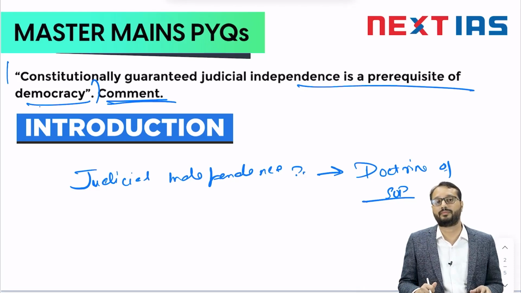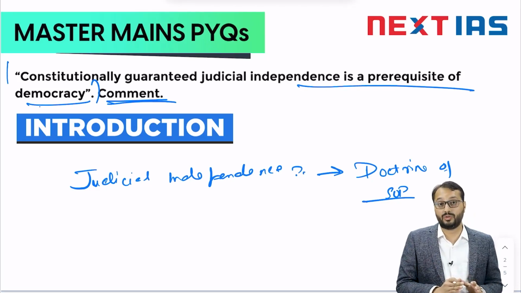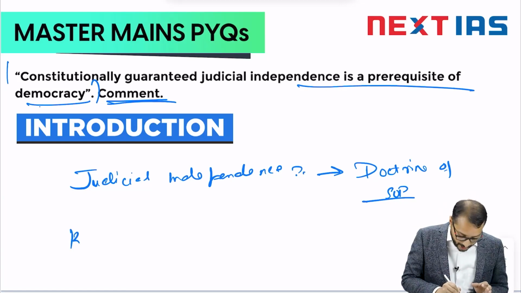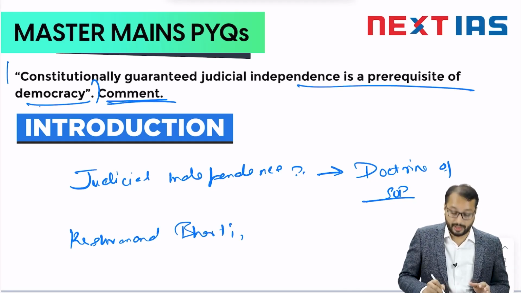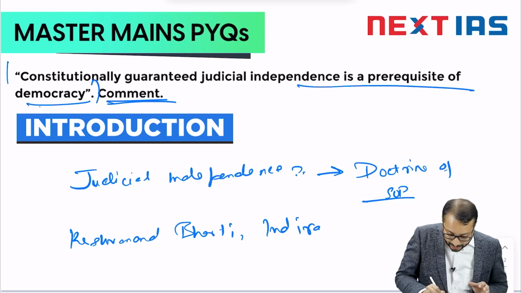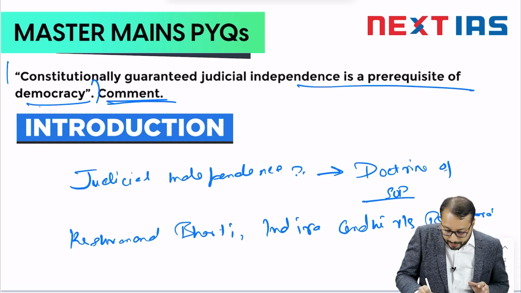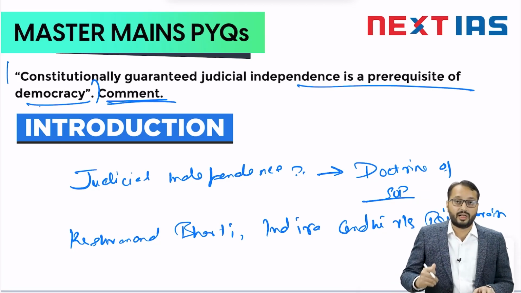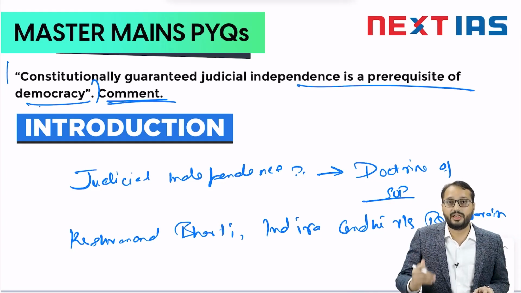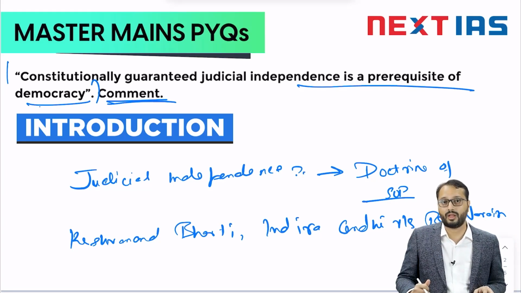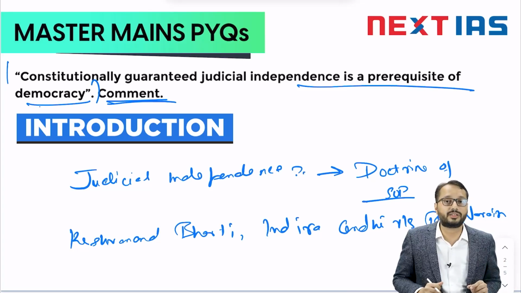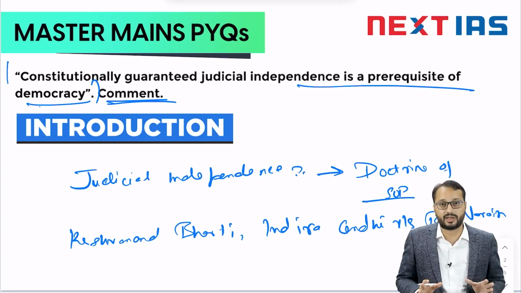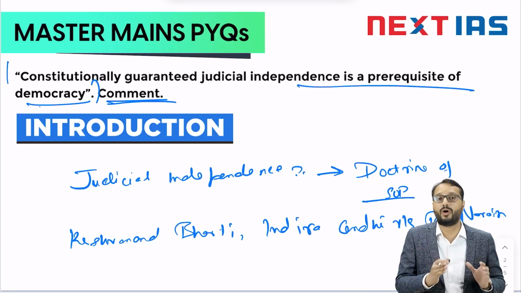branch of the government. And the Supreme Court also has, in various cases like Keshavananda Bharati, Indira Gandhi versus Raj Narain, and I.R. Coelho, emphasized on judicial independence and judicial review. Right. So this is the idea that you have to basically summarize. You can explain the context in your own words, within 30 words, right? And then you have to move towards the body of the answer.